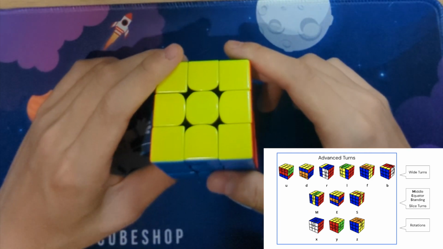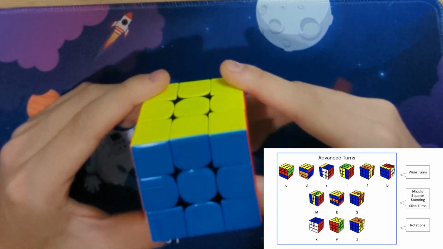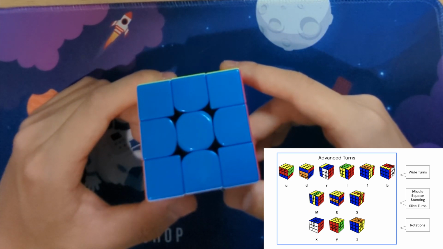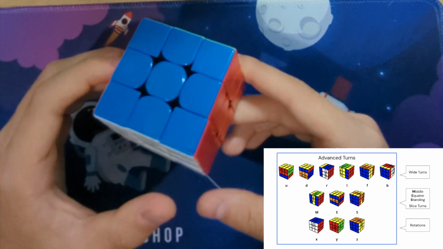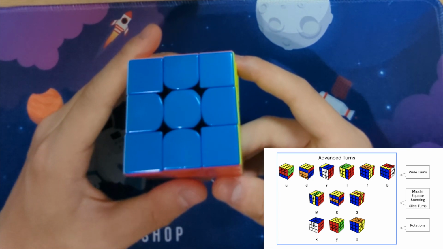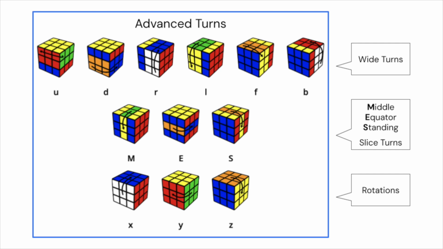If you see X, that means to rotate the cube about the x-axis, like this. If you see Y, that means to rotate about the y-axis, like this. And if you see Z, that means you should rotate about the z-axis. Here's the full list of advanced turns. Again, feel free to pause here.